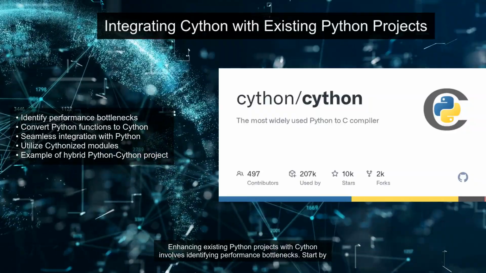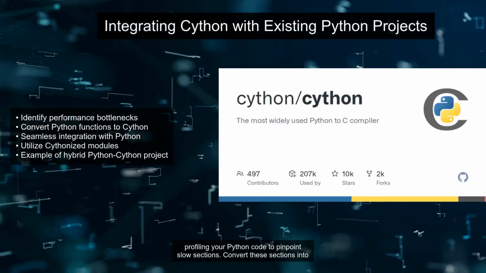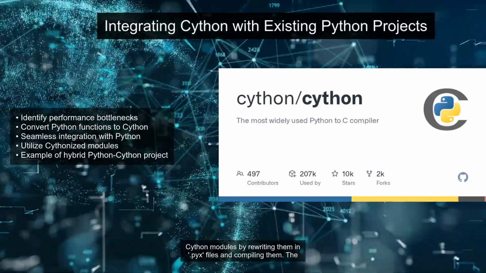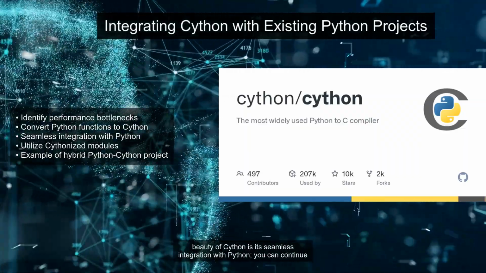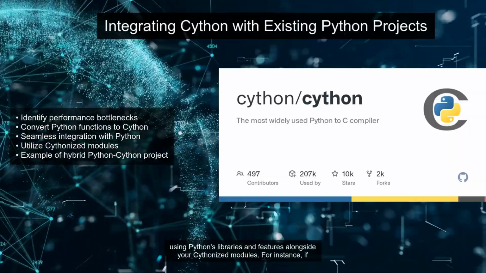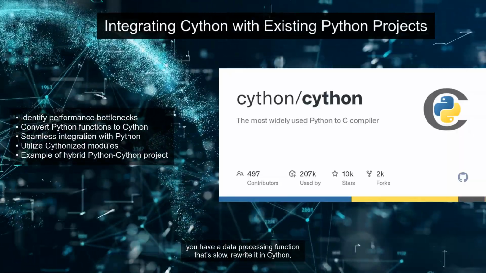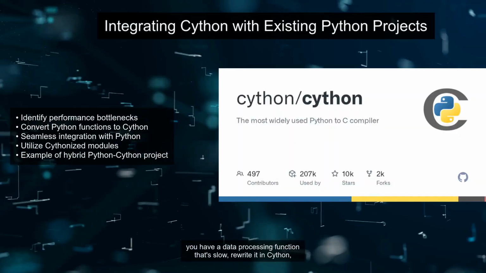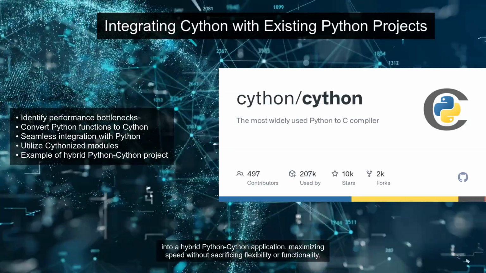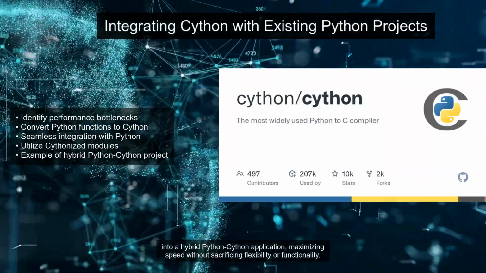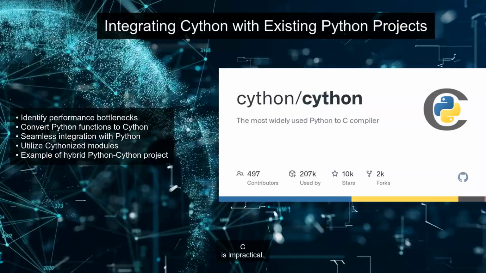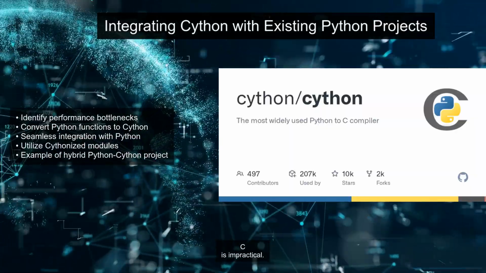Enhancing existing Python projects with Cython involves identifying performance bottlenecks. Start by profiling your Python code to pinpoint slow sections. Convert these sections into Cython modules by rewriting them in .pyx files and compiling them. The beauty of Cython is its seamless integration with Python. You can continue using Python's libraries and features alongside your Cythonized modules. For instance, if you have a data processing function that's slow, rewrite it in Cython, compile it, and replace the original function call. Gradually, your project evolves into a hybrid Python-Cython application, maximizing speed without sacrificing flexibility or functionality. This method is particularly effective in large-scale projects where rewriting everything in C is impractical.